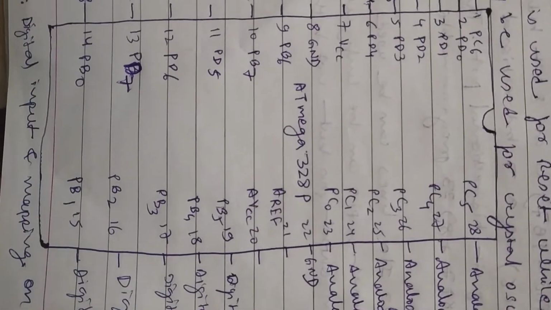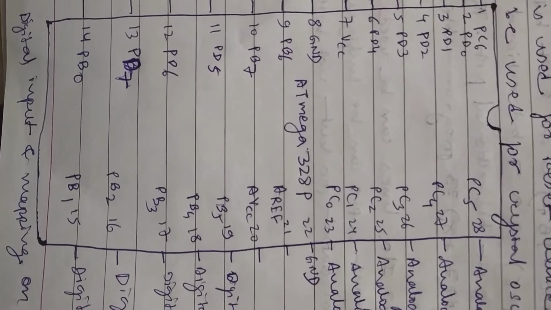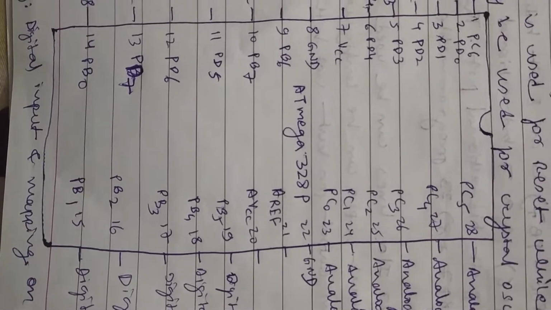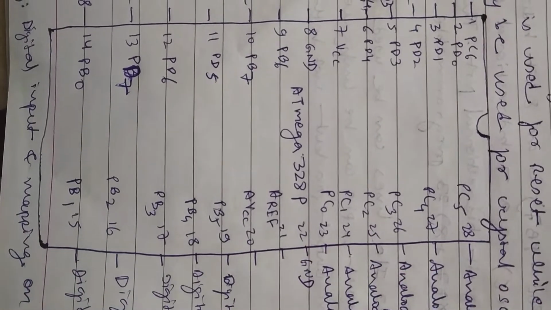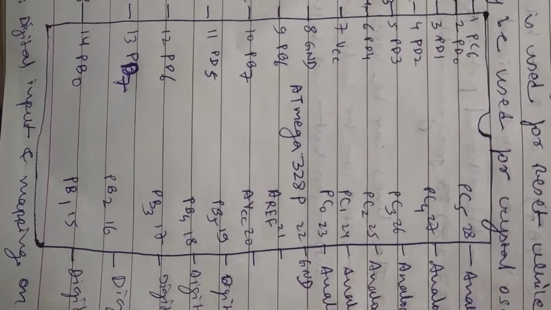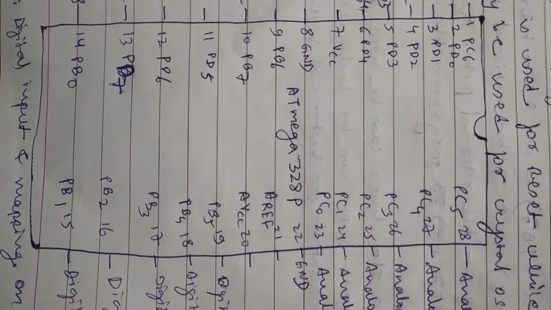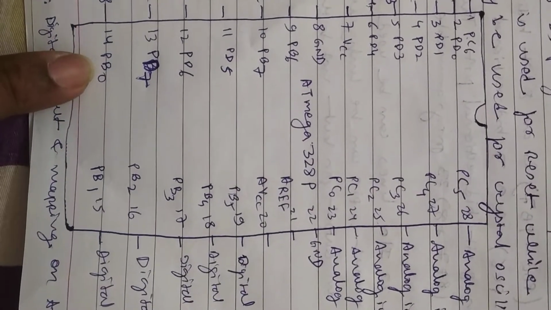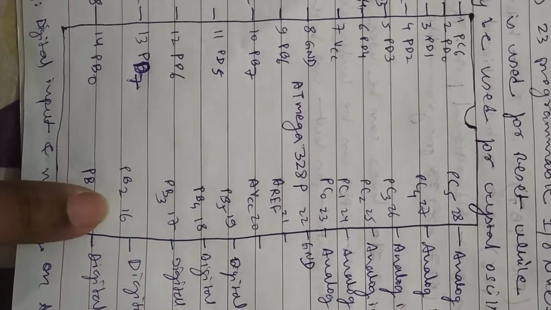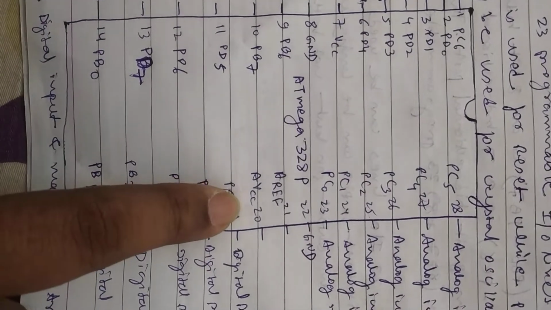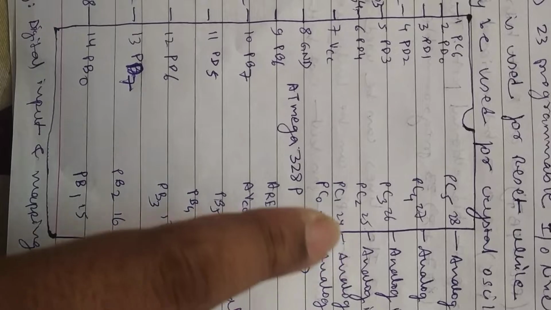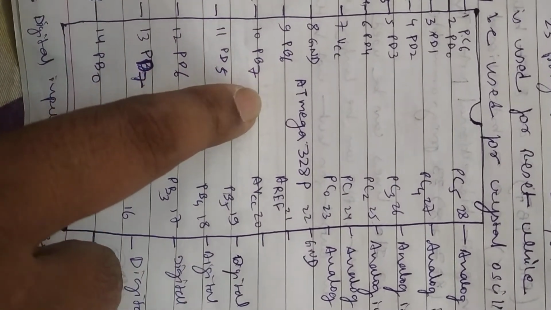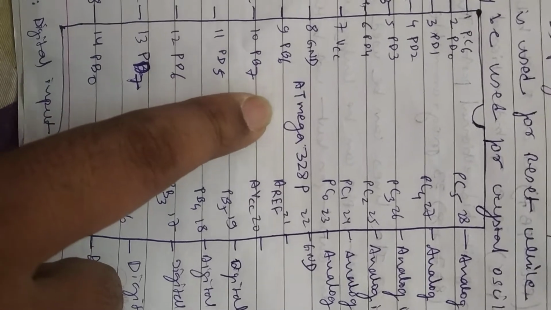Port means, in a PC we have the ports where we connect our pen drive or hard disk and other devices. In the same way, this is a microcontroller, so all ports are inbuilt. Input output ports are inbuilt. If we see port B, here it is PB0, here it is PB1, here it is PB2, PB3, PB4, PB5, then PB6 and PB7. So there are 8 pins in port B.